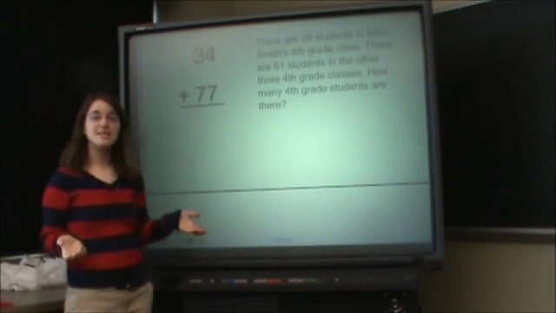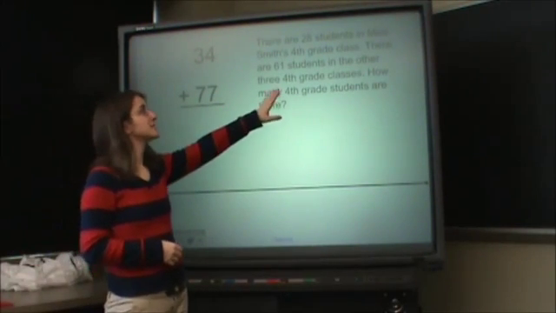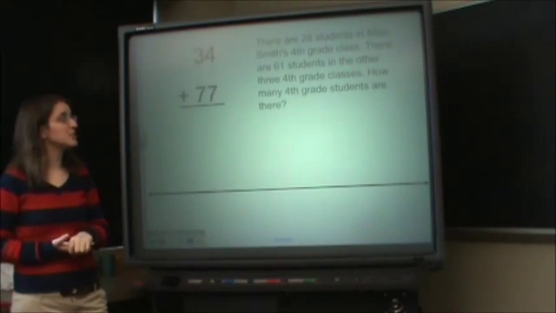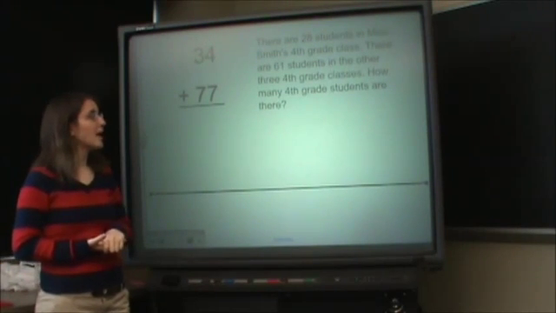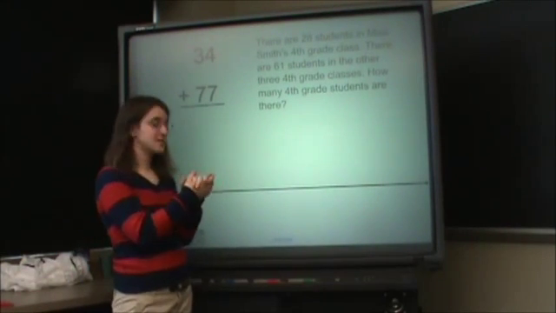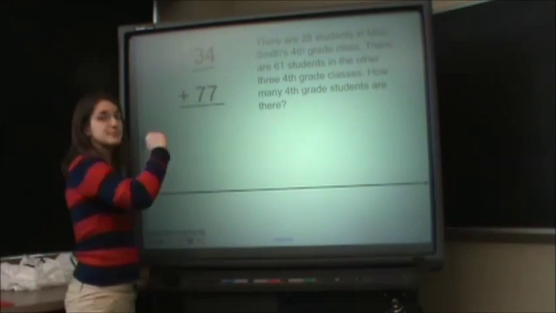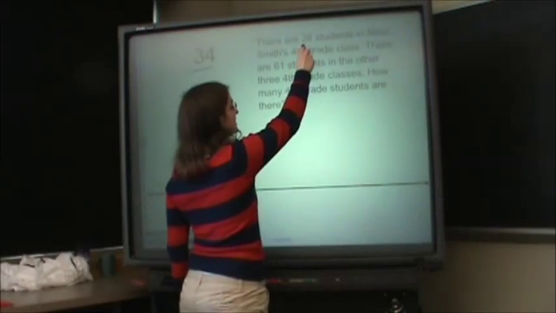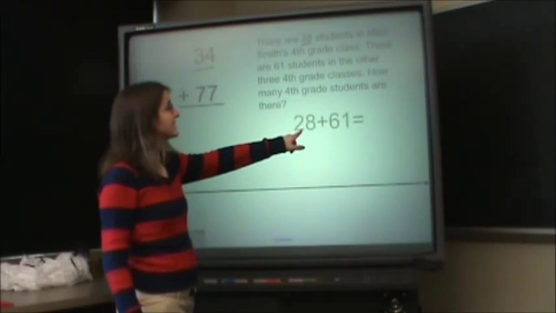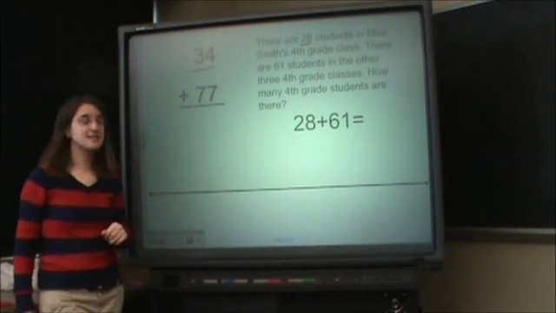Now let's try these two together. We have 34 plus 77, and then we have a number sentence here. There are 28 students in Miss Smith's 4th grade class. There are 61 students in the other 3 4th grade classes. How many 4th grade students are there? Knowing what I know about these two number sentences, on our number line I'm going to start at 34 for this problem, and I'm going to start at 28 for this problem, which we can represent as 28 plus 61, because we have 28 students plus 61 students in the other 3 classes.